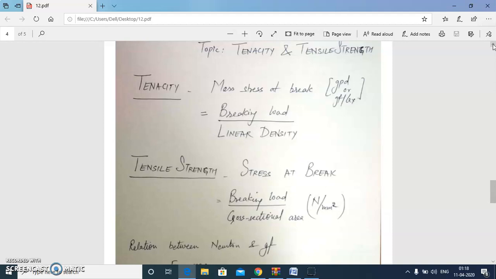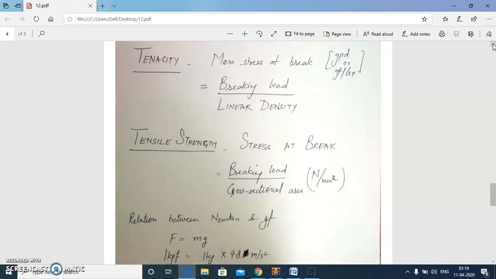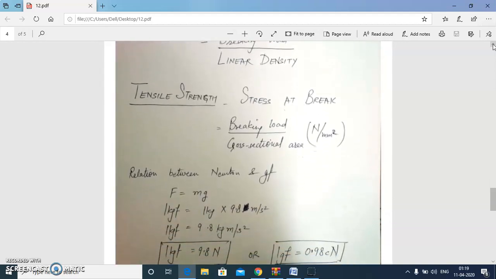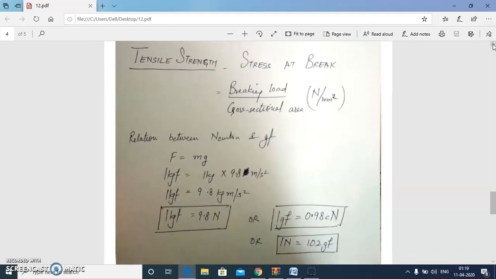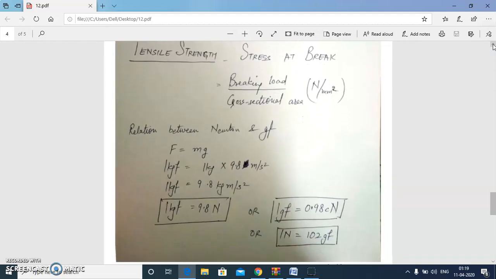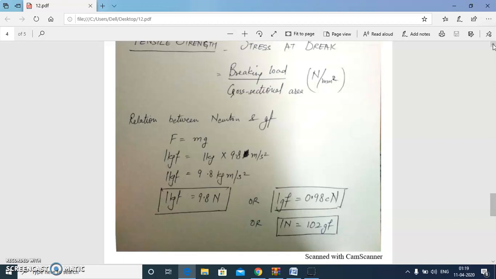And the next most important relation we'll study is the relation between tenacity and tensile strength. We have already discussed that tenacity is basically mass stress at break or specific stress at break, which is breaking load upon linear density, and the unit of tenacity is gram per denier or gram force per tex. And tensile strength is stress at break, which is breaking load per unit cross sectional area expressed in units of Newton per millimeter square.